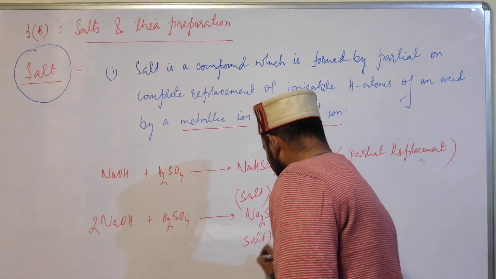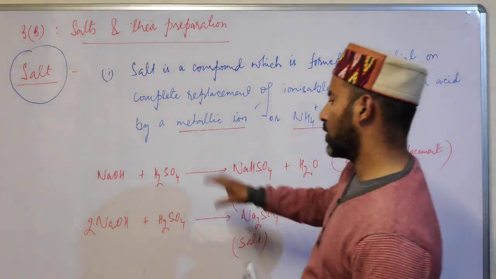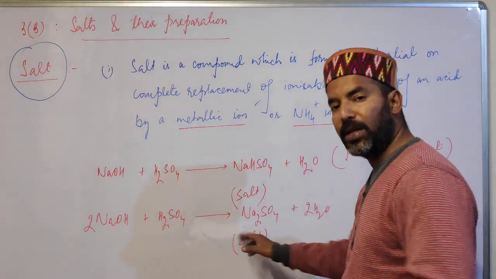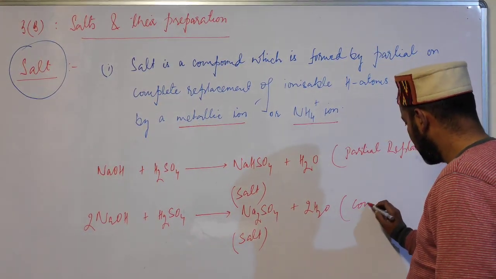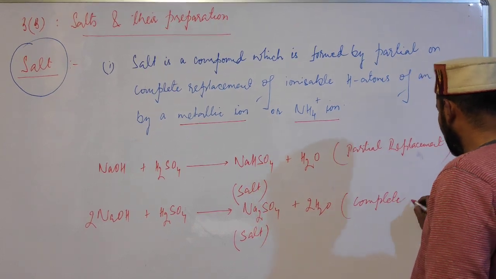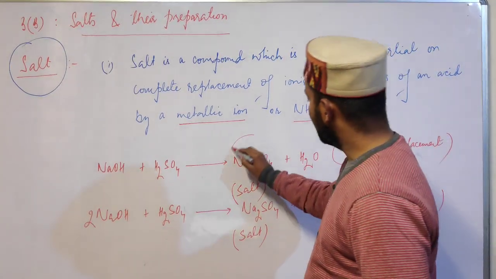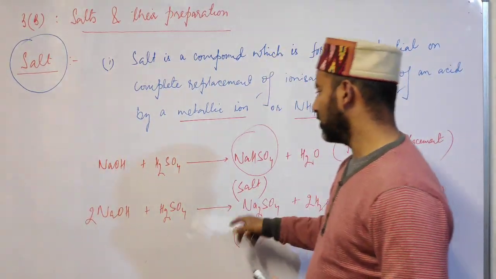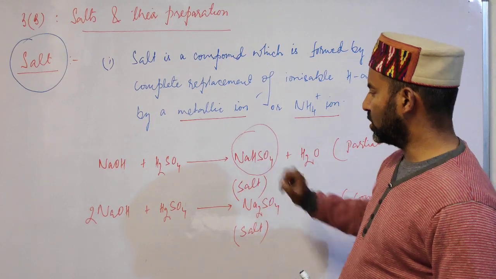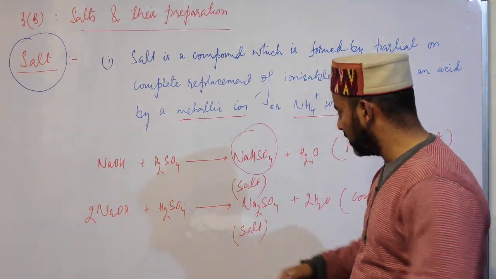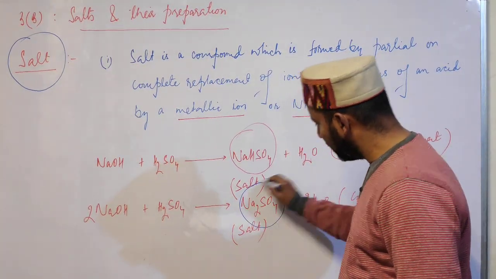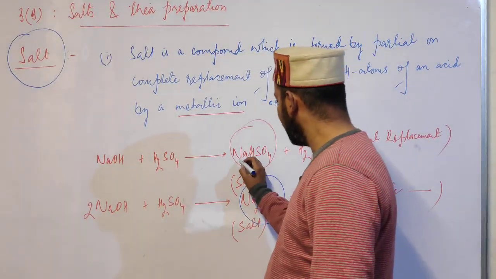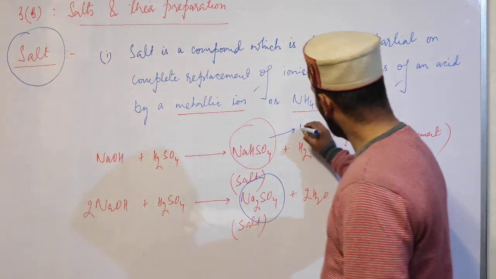Or secondly, we can have this reaction where the amount of base is sufficient to cause complete neutralization of sulfuric acid. So here both the hydrogens get replaced. So we get salt, sodium sulfate, plus water. So this is also a salt. But students, see, in this process the partial replacement takes place, and here the complete replacement takes place. So what is salt, students? Salt is a compound which is formed by partial replacement, see, only 1 hydrogen is replaced, or by complete replacement. See, in this case both the hydrogens get replaced by a metallic ion. See, here we have metallic ion, sodium.